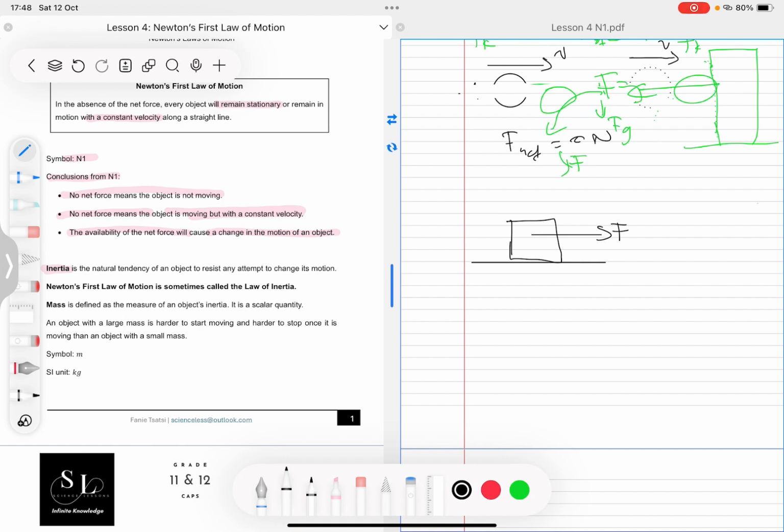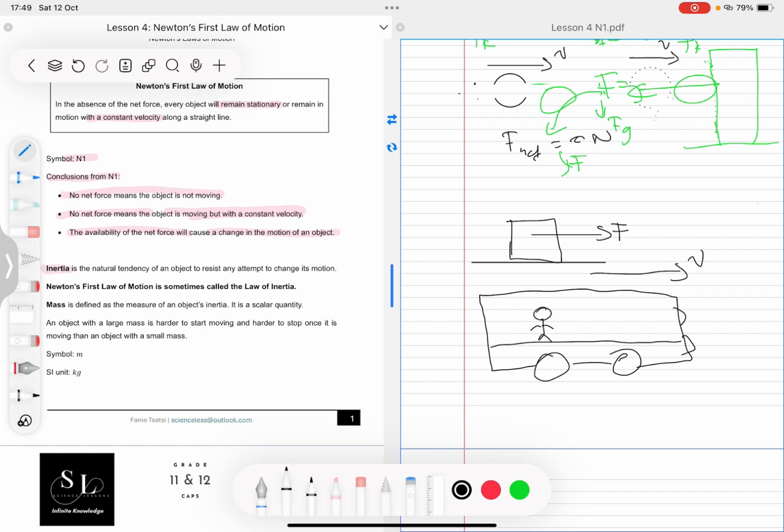Another interesting one that we can have a look at is when we have a bus. Let's say you are standing inside the bus, and the bus is moving with some velocity v, 120 kilometers per hour, for instance. And suddenly the driver hits the brakes, and the bus stops. Suddenly, what will happen with your body?